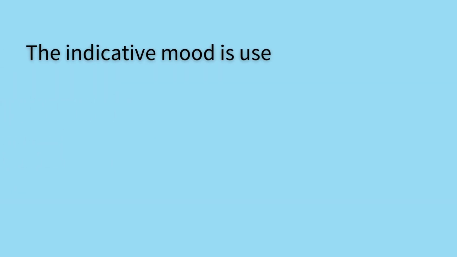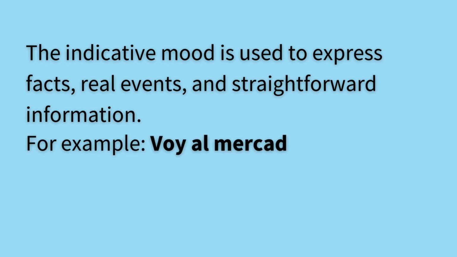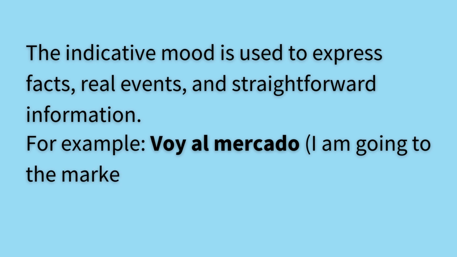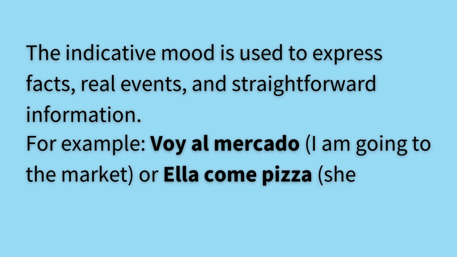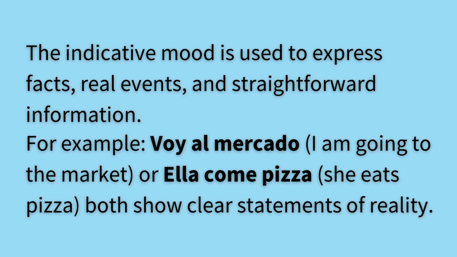The indicative mood is used to express facts, real events, and straightforward information. For example, voy al mercado. I'm going to the market. Or, ella come pizza. She eats pizza. They are both clear statements of reality.